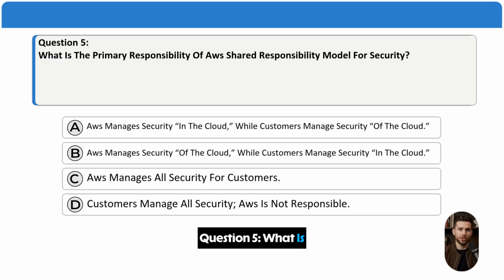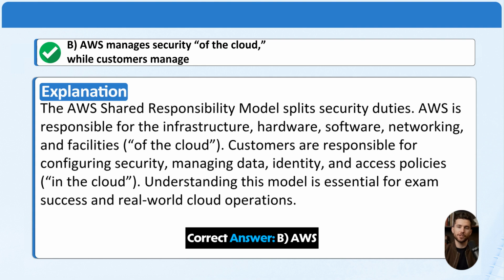Question 5. What is the primary responsibility of the AWS Shared Responsibility Model for security? A. AWS manages security in the cloud, while customers manage security of the cloud. B. AWS manages security of the cloud, while customers manage security in the cloud. C. AWS manages all security for customers. D. Customers manage all security; AWS is not responsible. Correct answer, B. AWS manages security of the cloud, while customers manage security in the cloud.